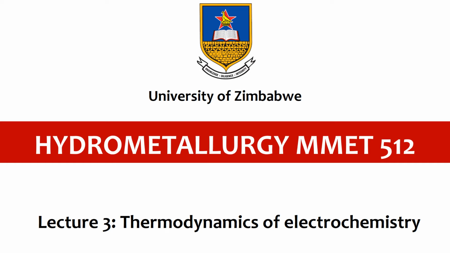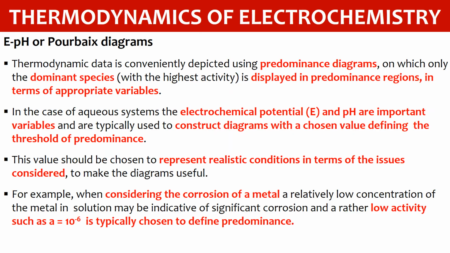Right. Now that we have got a basic understanding of what happens in an electrochemical reaction, and a basic understanding of what is known as the standard hydrogen electrode potential, we can now move on into our Pourbaix diagrams. So, what are our Pourbaix diagrams?